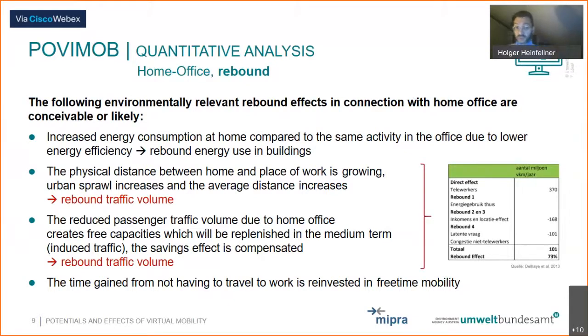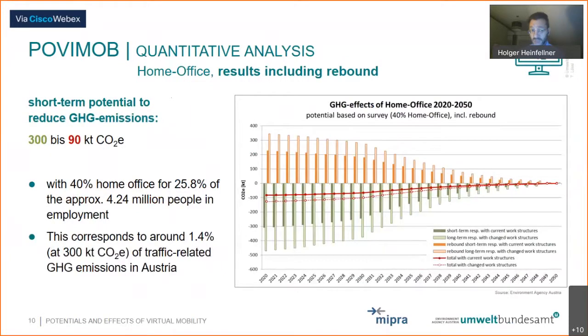On traffic volume, 2 of them were quantified within a research project from the University of Leuven in Belgium, and they came to the conclusion that only considering these 2 effects, there might be a rebound effect of up to 73%. This brings me to the result of home office.